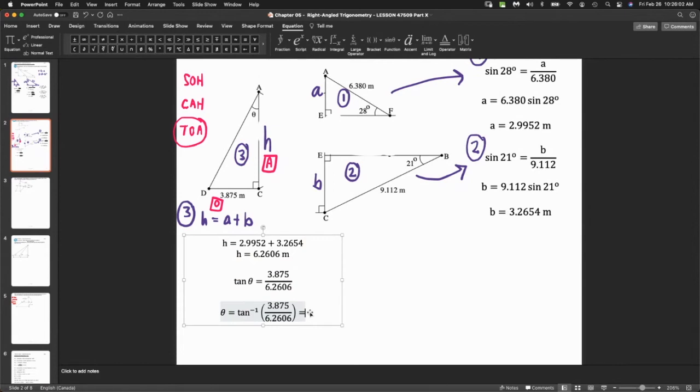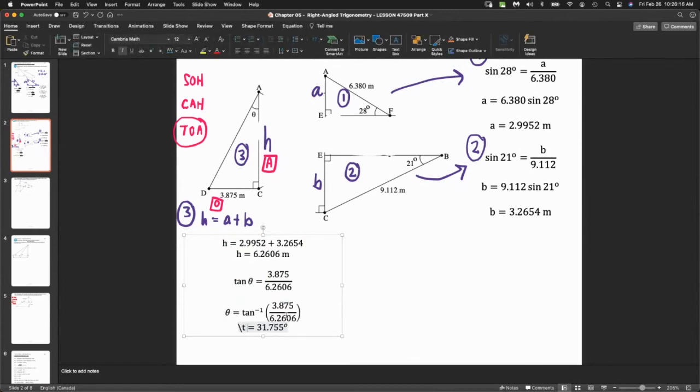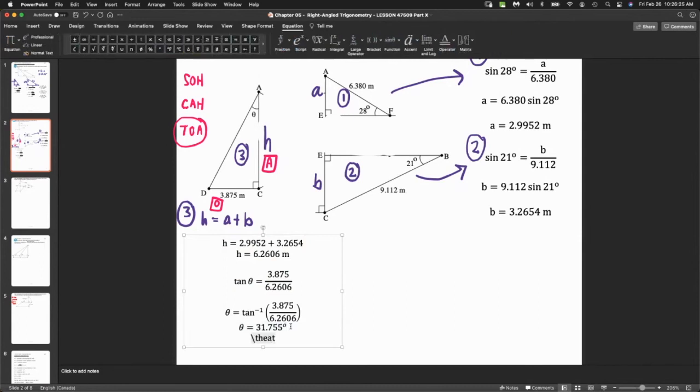So yeah, 31.76. Don't get too mad at me. I'm going to put a little bit extra, okay? I'm not being a baby here. I'm putting a little bit extra. And then remember that the question is asking for to the nearest minute. Remember that? It says to the nearest minute. So the final answer for this question, at least, I got 31 degrees and 45 minutes.